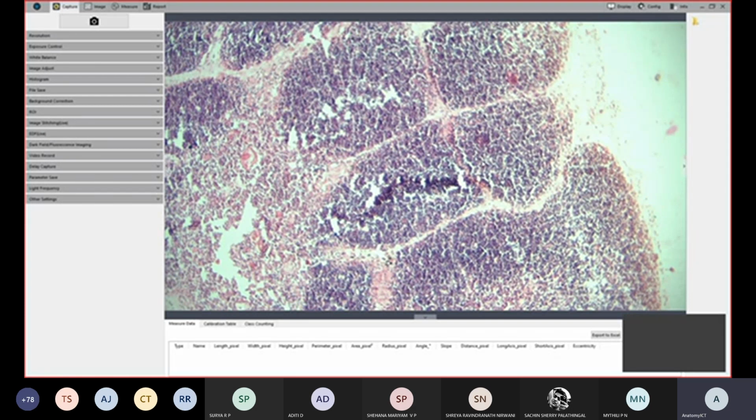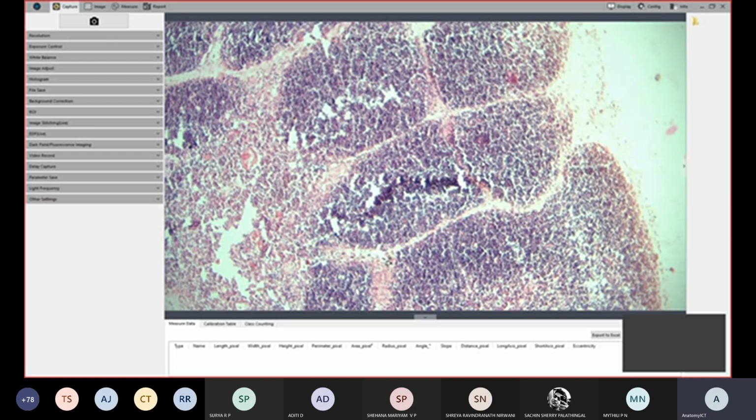Then the remaining parenchyma is formed by the white pulp and the red pulp. White pulp, what are those? Again, it is the lymphatic nodules only. How are we going to identify it? By the presence of an arteriole within that, which is eccentrically placed, but still it is called the central artery.